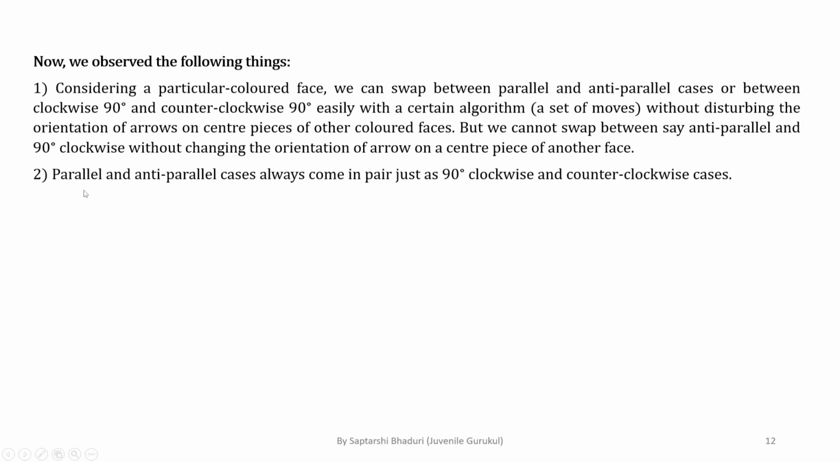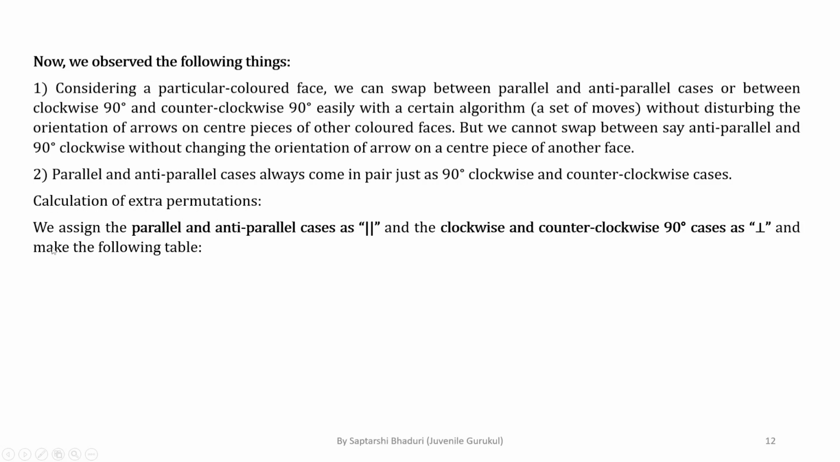Secondly, we note that parallel and anti-parallel cases always come in pairs, just as 90-degree clockwise and counterclockwise cases. Now, here comes the part of the calculation of extra permutations. We assign the parallel and anti-parallel cases the parallel symbol, and the clockwise and counterclockwise 90-degree cases the perpendicular symbol, and we make the following table.